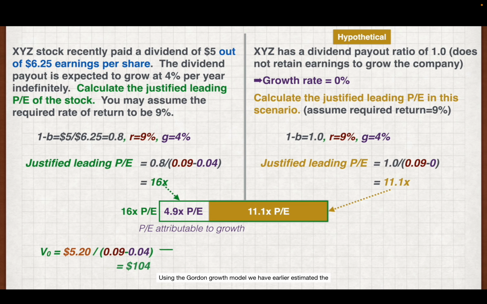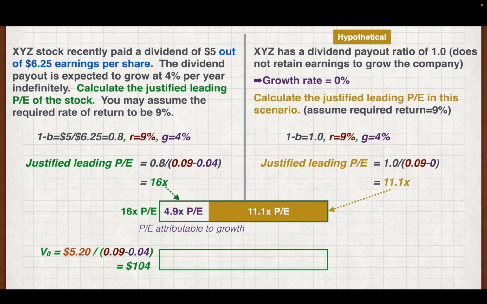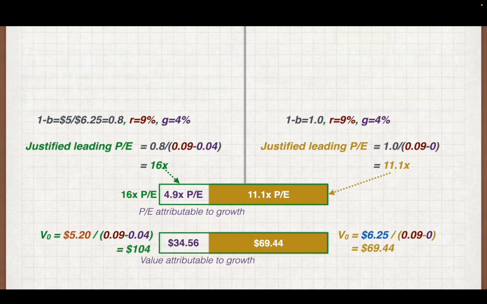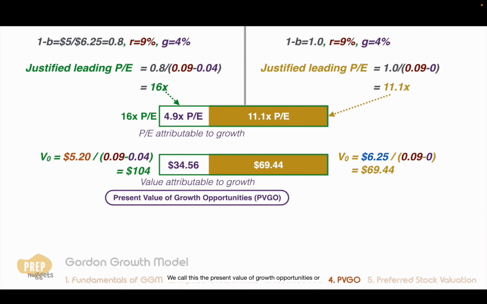Using the Gordon Growth Model, we have earlier estimated the intrinsic value of the stock at $104. But if we assume full payout and 0 growth, the next dividend would be $6.25, so the value of the stock is just $69.44. This means that the stock value due to growth is $34.56. We call this the present value of growth opportunities, or PVGO in short.